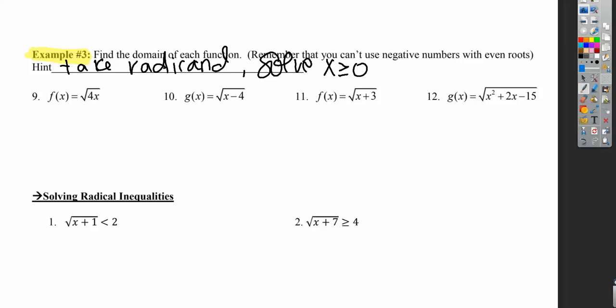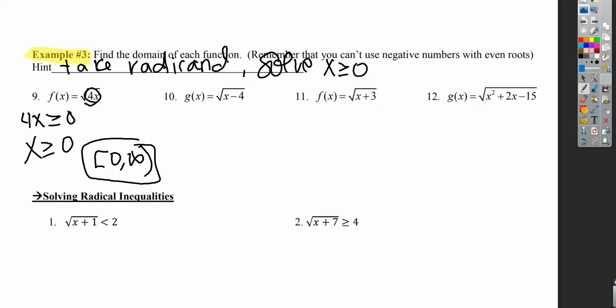Because what's underneath my radical house, I'm allowed to have 0, but I'm not allowed to have a negative number, because I can't take the square root of a negative, since that puts me into the imaginary world. So to keep things in the real world, I'm going to take what's in my radicand and set it greater than or equal to 0 and solve, so x is greater than or equal to 0. Since x is greater than or equal to 0, my domain would be 0 to infinity.